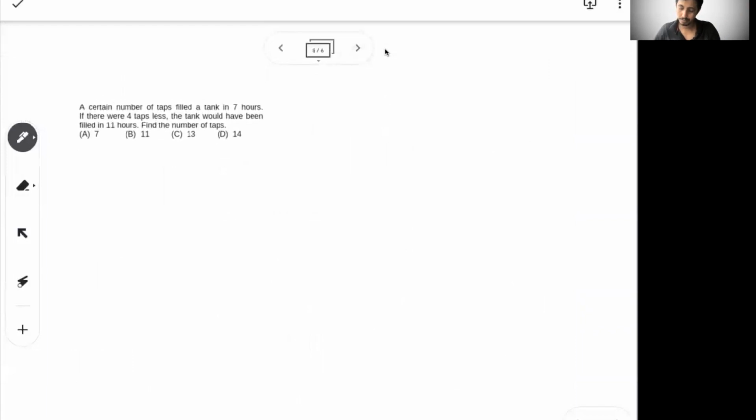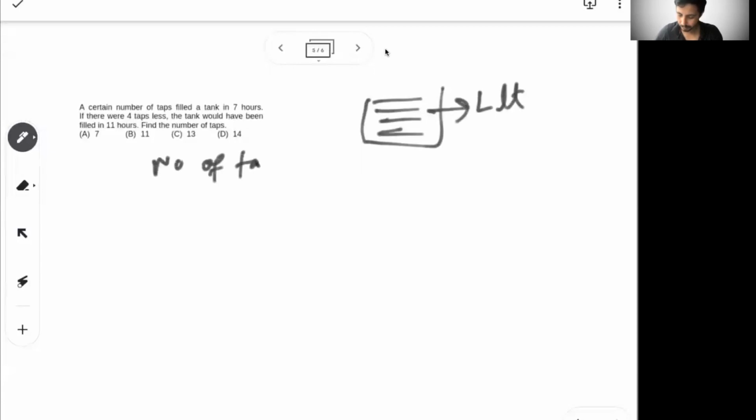So it says a certain number of taps fill a tank in 7 hours. This should be a straightforward one. If there were 4 taps less, the tank would have been filled in 11 hours. So let's say there is a tank which has full capacity. Let's say L liter is the full capacity of the tank. And a certain number of taps, let's say you have number of taps equal to n, and they fill the tank in 7 hours, and each tap works equally, you can think of, because it's not said that they are not equal. So similar type of tap.